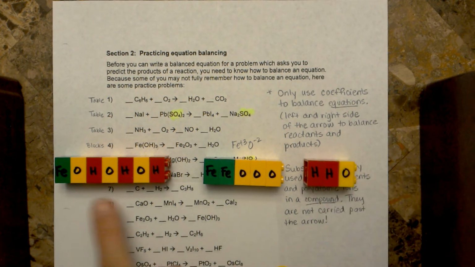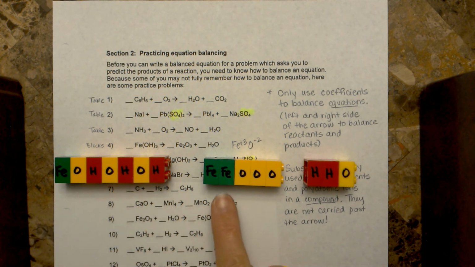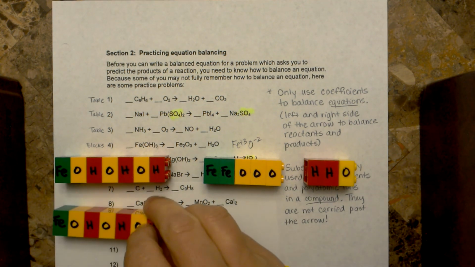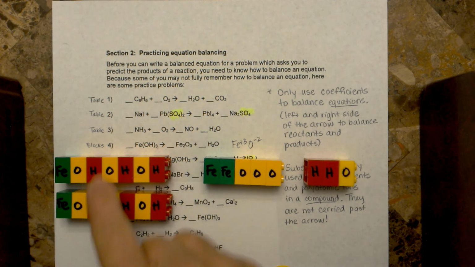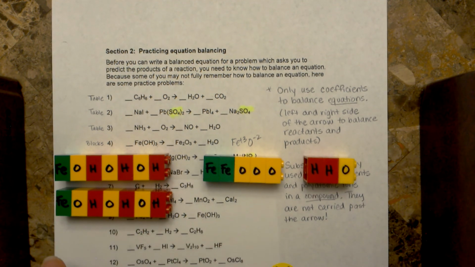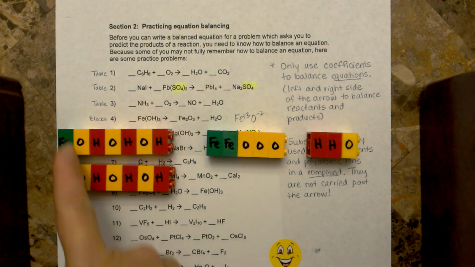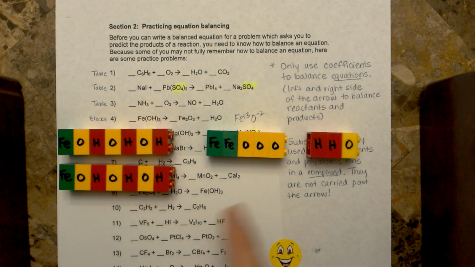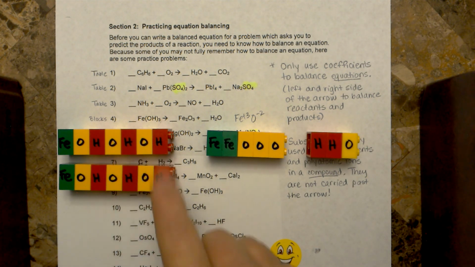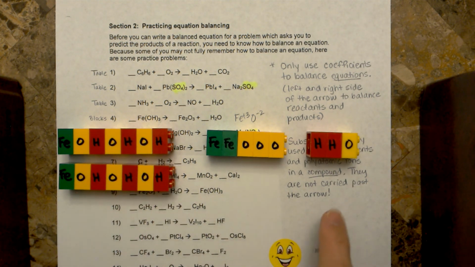Now, when you look at the left, you have 1 iron over here, but 2 irons over here. Now, when I put that 2 in front of the iron 3 oxide, I'm basically saying I need 2 of these. Well, that helps me because now I have 2 green blocks and 2 green blocks. But my red and yellow blocks are not balanced. So my yellow, I have 6 yellows over here and 4 over there. I have 6 reds over here and I only have 2 over there. So let's start adding some of these.